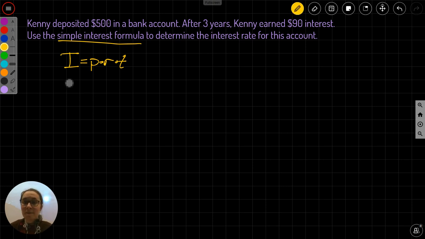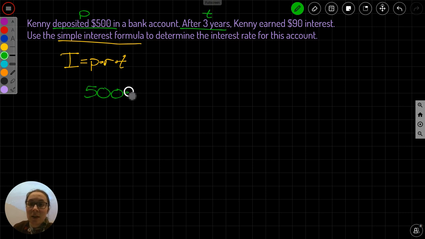And what we know is a little bit different from what we used to know. So we know that he deposited $500. So $500 is the initial amount, which is the principal. So P equals 500. Okay, after 3 years, that's time, that's T. So times something times T, which is 3. He earned $90 in interest. So we know that I is $90.